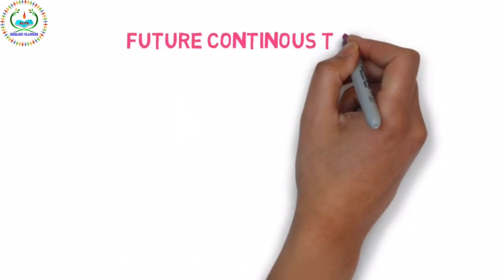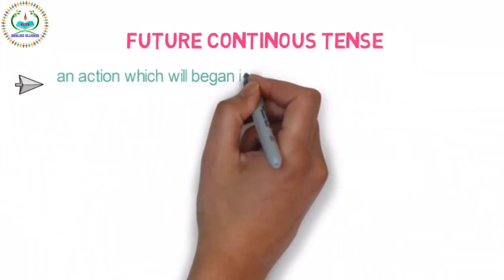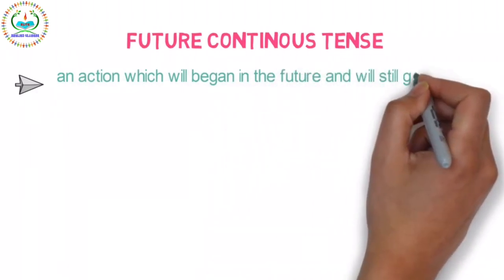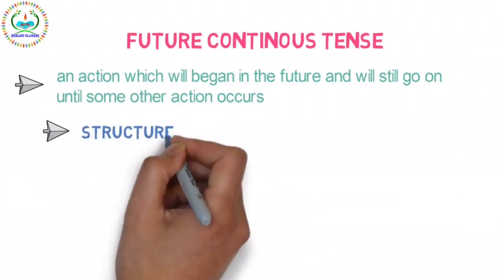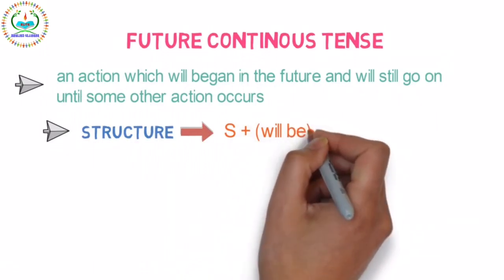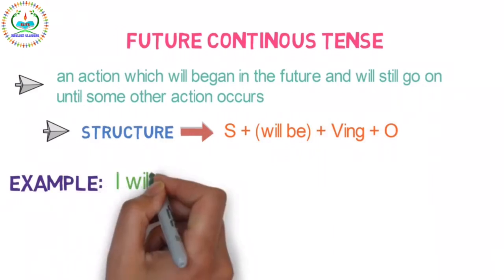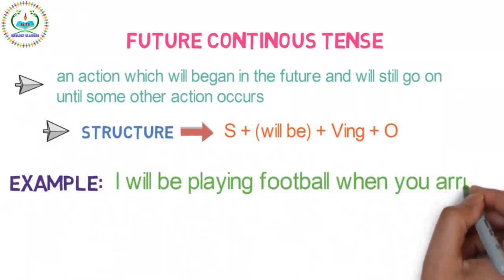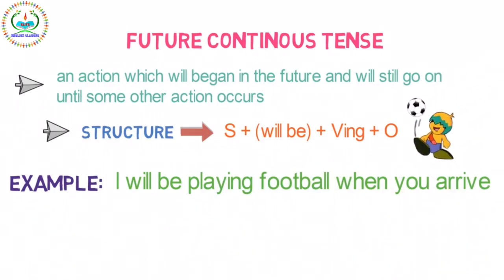Future continuous tense. It refers to an action which will begin in the future and will still go on until some another action occurs. Structure of the sentence will be subject plus will be plus verb's ing form plus object. For example, I will be playing football when you arrive. Here, I am predicting future action of playing will go on until some another action happens.